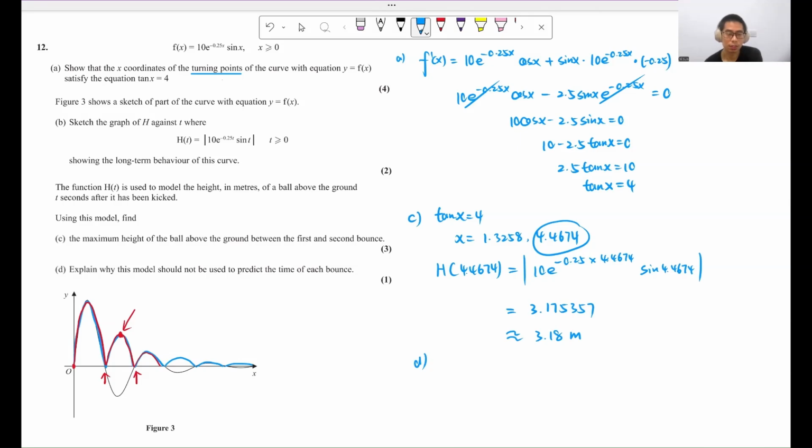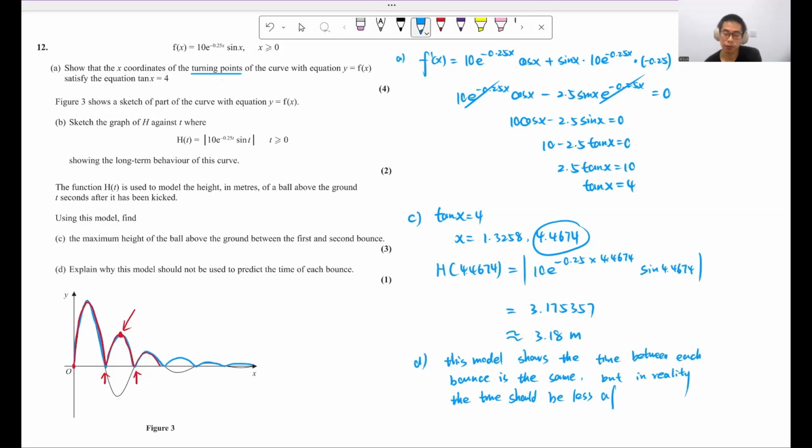So to write it in a sentence, we just say this model shows the time between each bounce is the same, but in reality, the time should be less after each bounce. So then that's all you have to say.